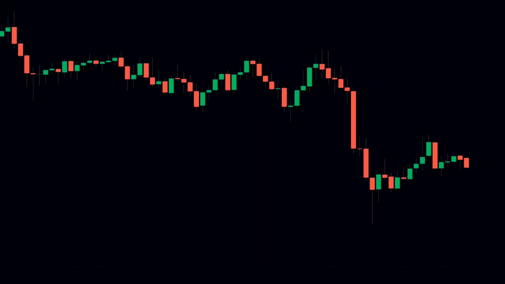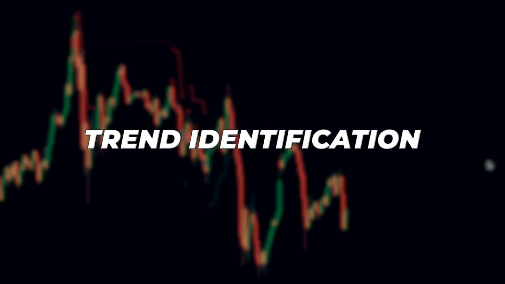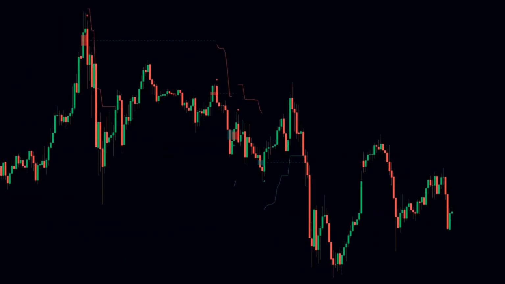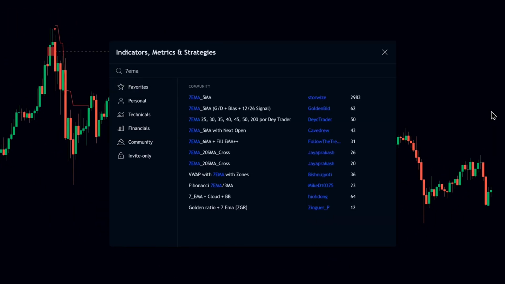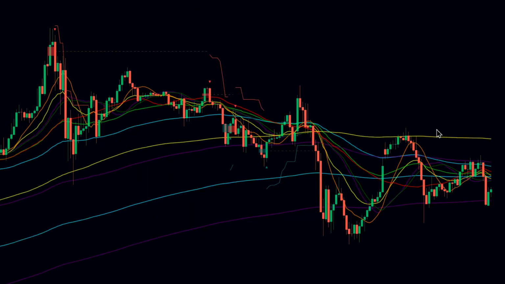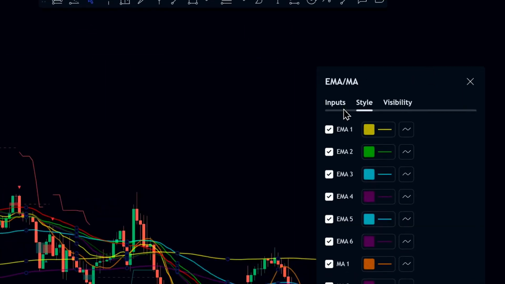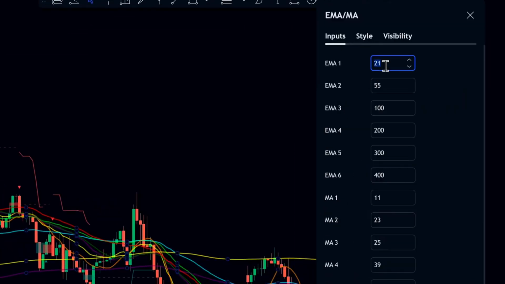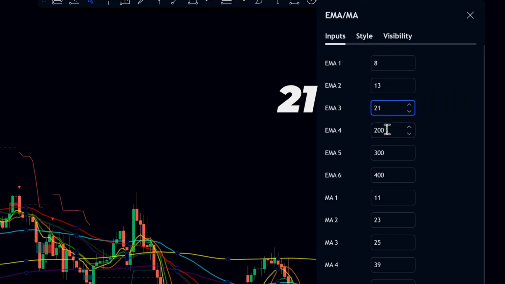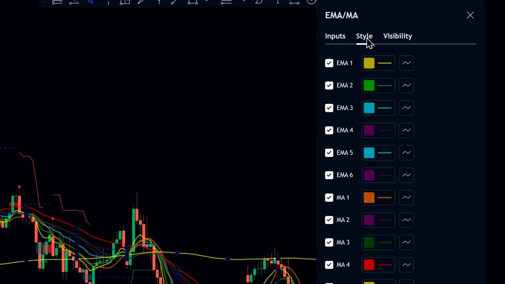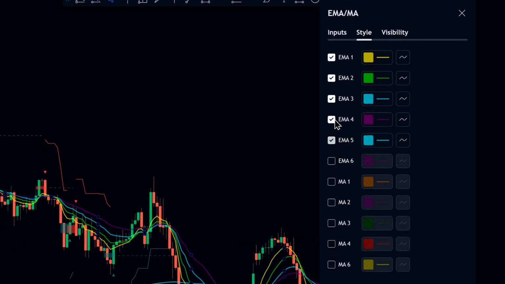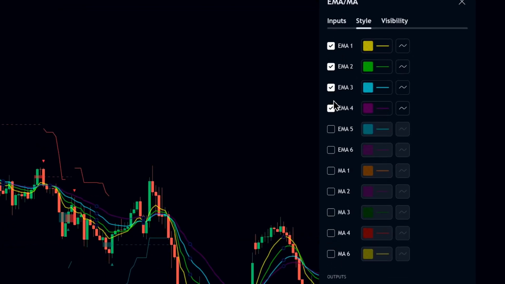Before we move on to trading rules, we need a trend identification tool. Let's add one of my favorite EMA indicators, 7EMA_5MA by Storewise. After adding it, adjust the settings. On the Inputs tab, set EMA 1 length to 8, EMA 2 to 13, EMA 3 to 21, and EMA 4 to 34. On the Style tab, disable all EMAs except the first 4. Then click OK.